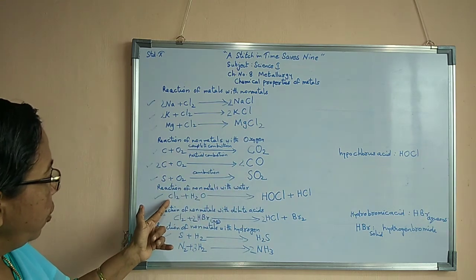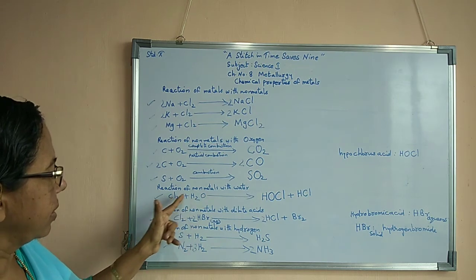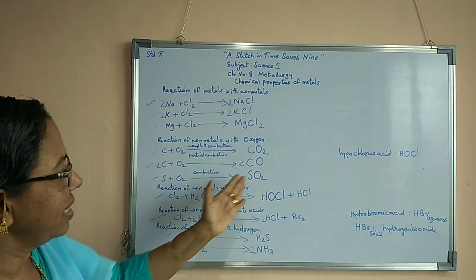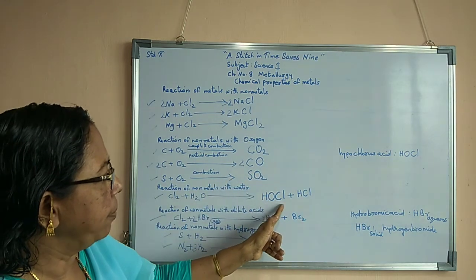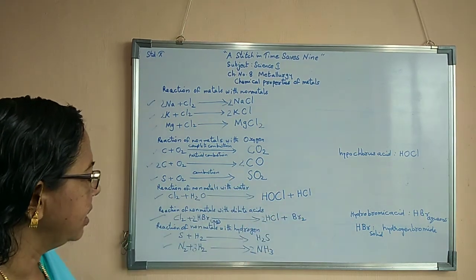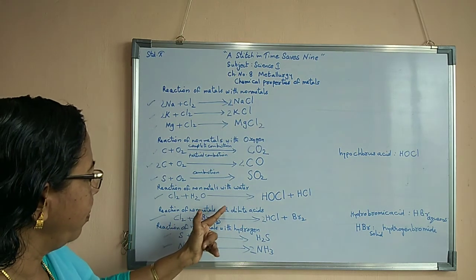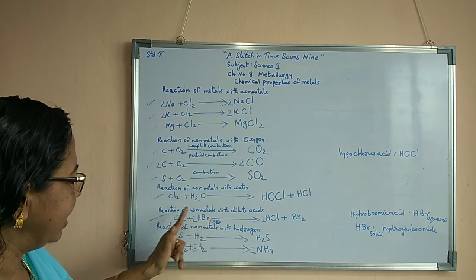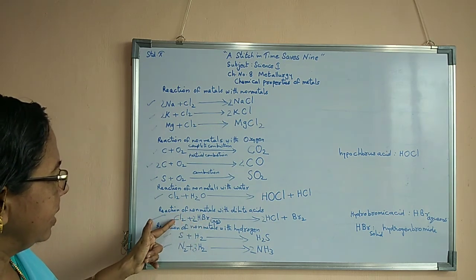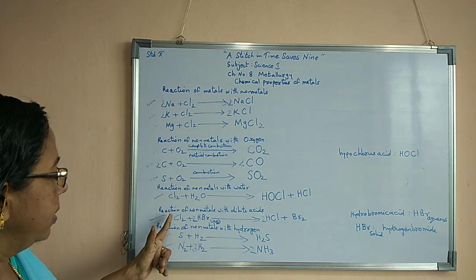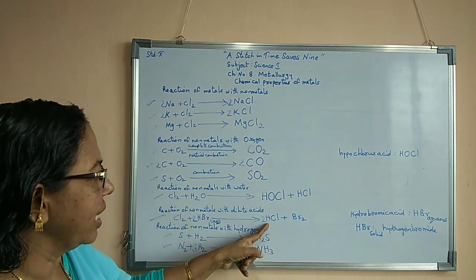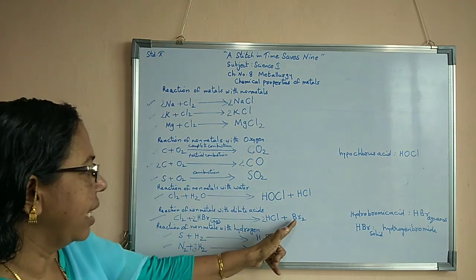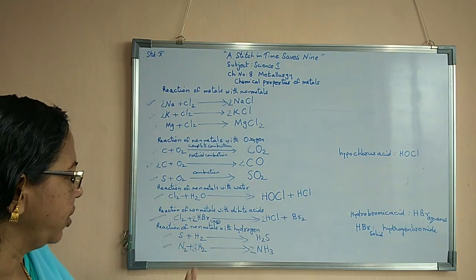Now reaction of non-metal with water. Here we have taken chlorine as well as water. As a result of it, hypochlorous acid as well as hydrochloric acid is formed. Here reaction of non-metal with acid. Here acid is taken as hydrobromic acid, then non-metal taken, that is chlorine. It's a halogen. Both of them react together, hydrochloric acid as well as bromine is formed. Bromine is in liquid form, not a gas.